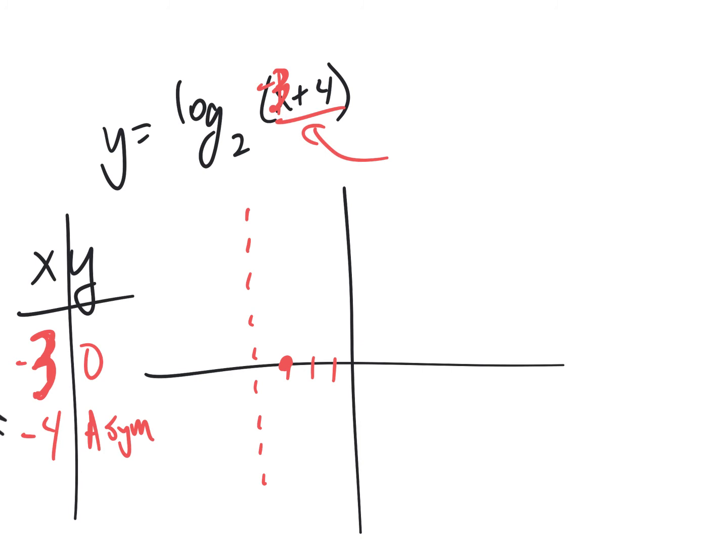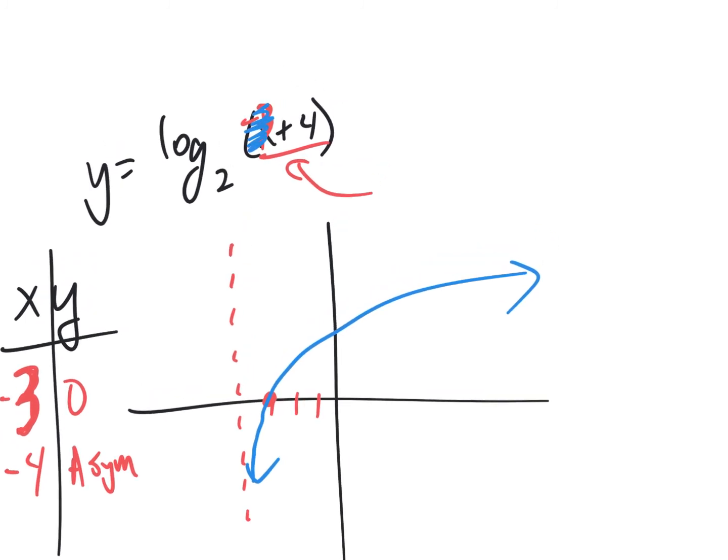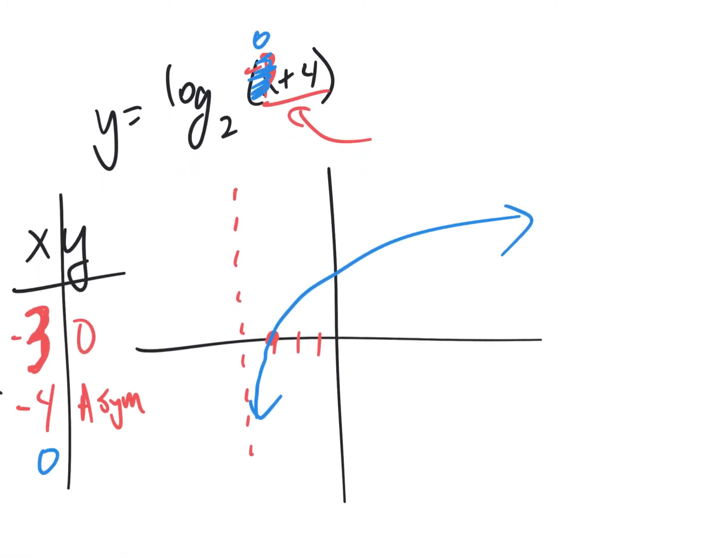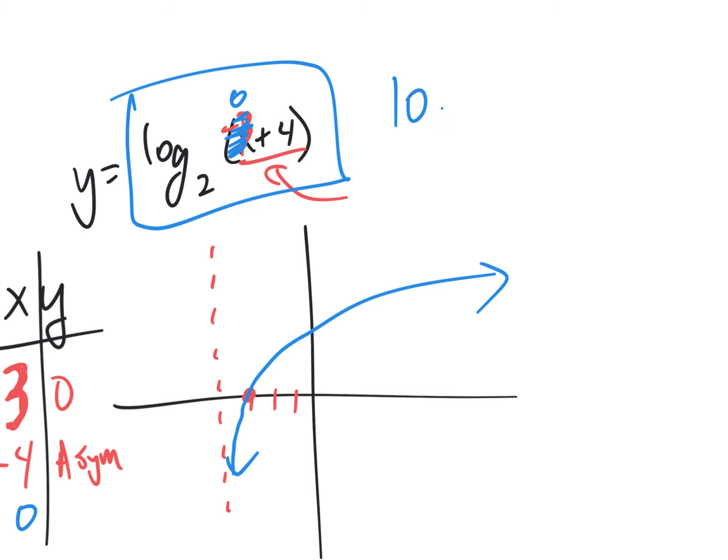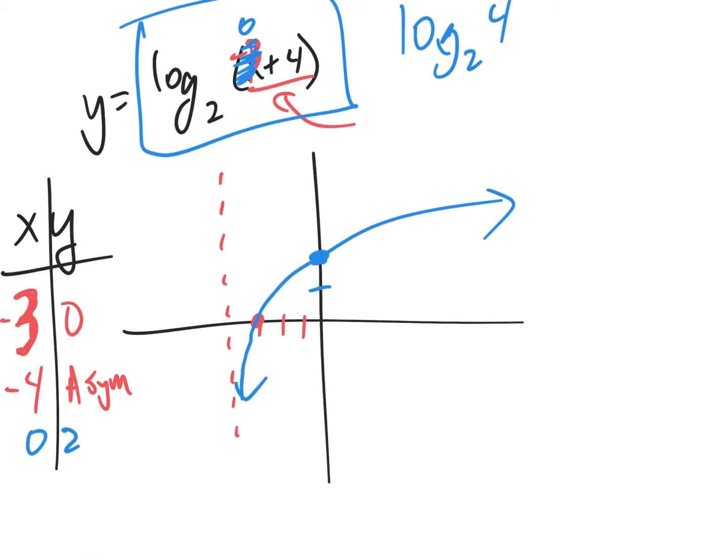Do you even remember what a log looks like? I hope so, because I'm almost there. If I know what it looks like, I know it kind of looks like that. And now I just got to remember to make a few more points. So give me something else strategic to put in here. 0 would work, because then I have log base 2 of 4. What is log base 2 of 4? It's 2. So 0, comma 2. And let's just get one more thing. Yes. 4. Because then you'll have log base 2 of 8, which is 3.